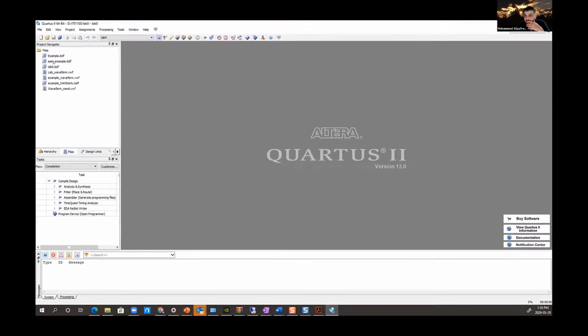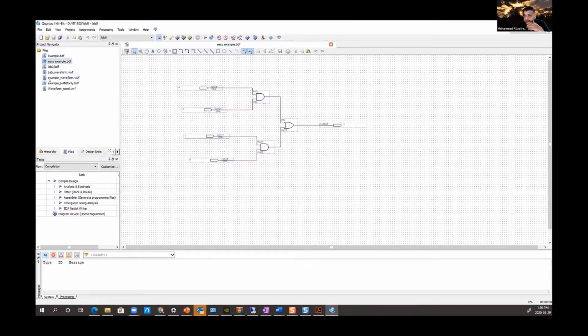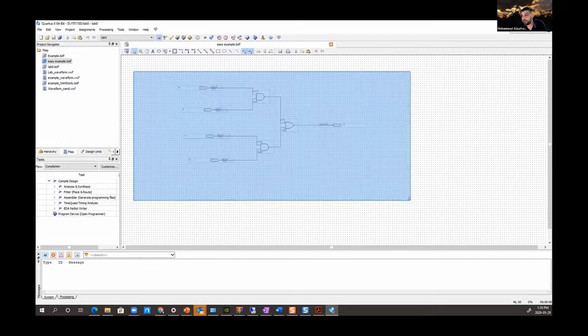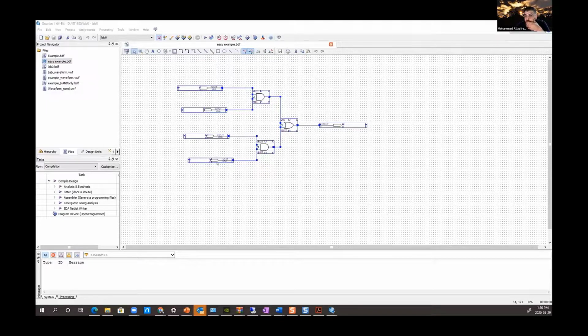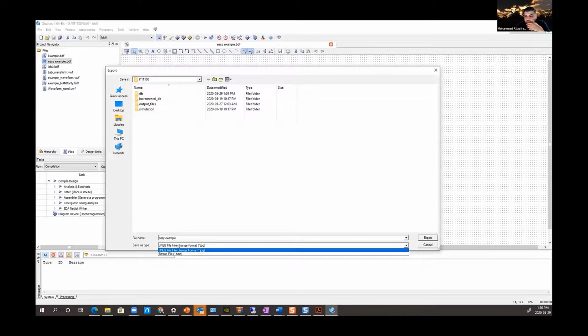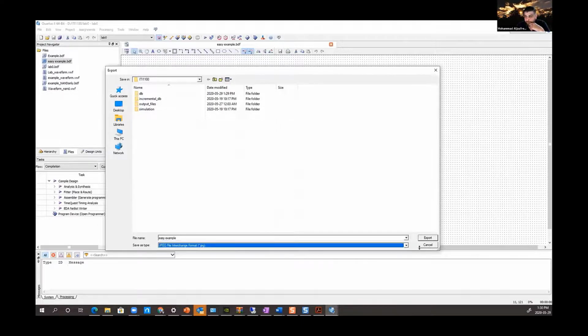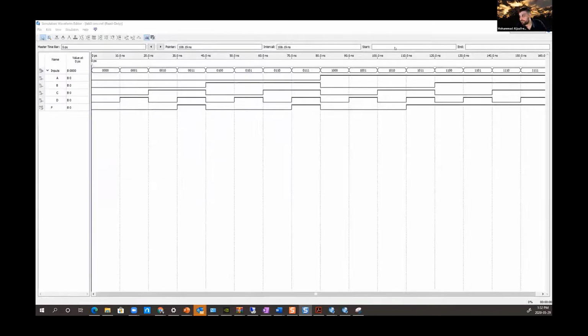All right, so we have the file. Easy example, okay? So you want to extract this one. So under File, you have here Export. You see that? JPEG or bitmap. See how it's easy? And it will be high quality. Okay? Stop sharing.